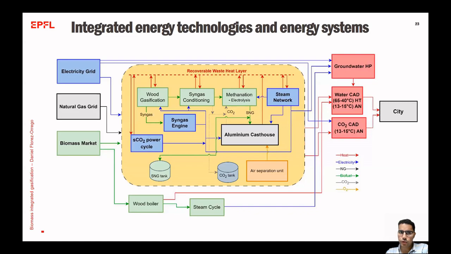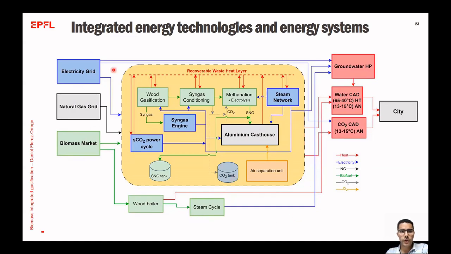Here we show a superstructure of all of the technologies that can be integrated so that they can supply the needs of the aluminum cast house. We can think of the import of the electricity grid. We can also import natural gas from the grid. We can have a biomass market that can give us the biomass required for the gasification process. But the biomass can also be used in the wood boiler. And then the wood boiler can directly supply the heat, or it can supply energy to a steam cycle that can also generate power.